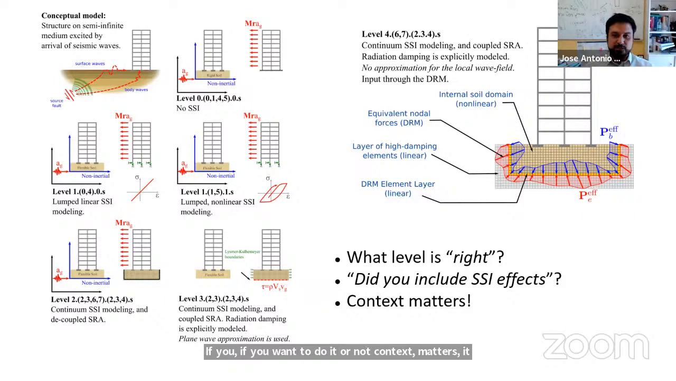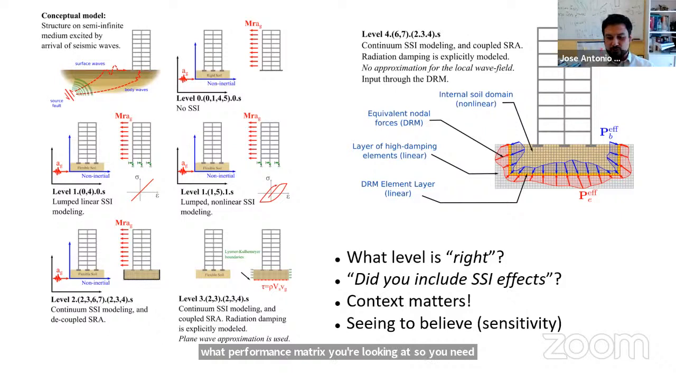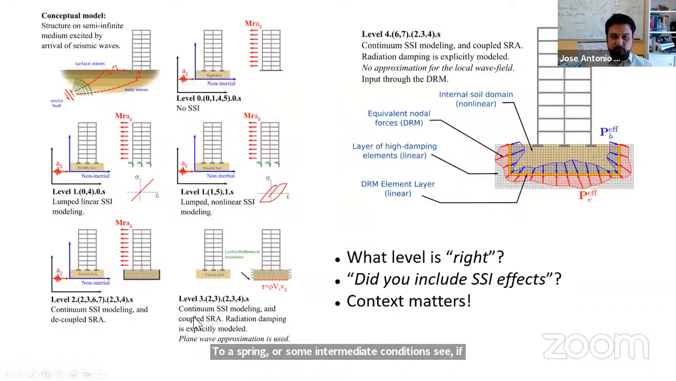So you need to take a seeing is believing approach. You need to do some sensitivity analysis. Maybe start by modeling a fixed base and then move to a spring or some intermediate conditions, see if there's changes in your performance. And then if you're not satisfied with that, you can move up along this hierarchy until you reach DRM.